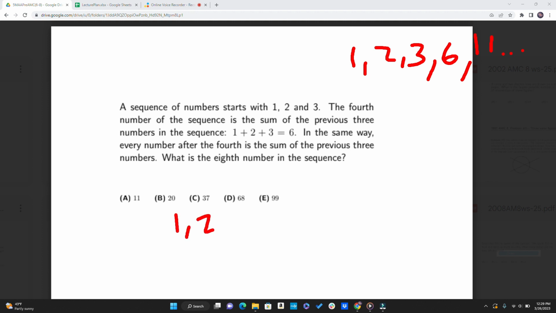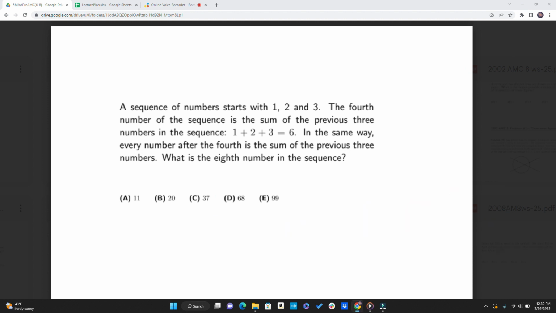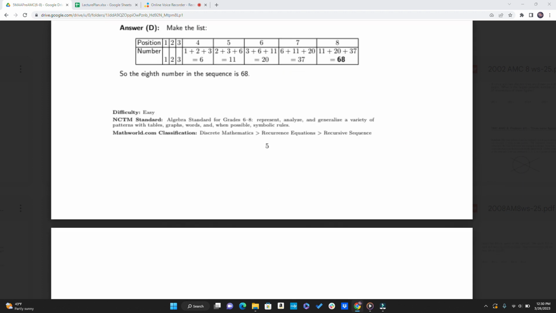Okay, every number after the 3rd is the sum of the previous 3. What is the 8th number? Let's see. We've got first, second, third, fourth, fifth. We might as well keep going. 3 plus 6 plus 11 gets us to 20. 6 plus 11 plus 20, we get 37. 11 plus 20 plus 37 gets 68. Are we at 8? We're at 8. 68 is our 8th number. Answer choice D.